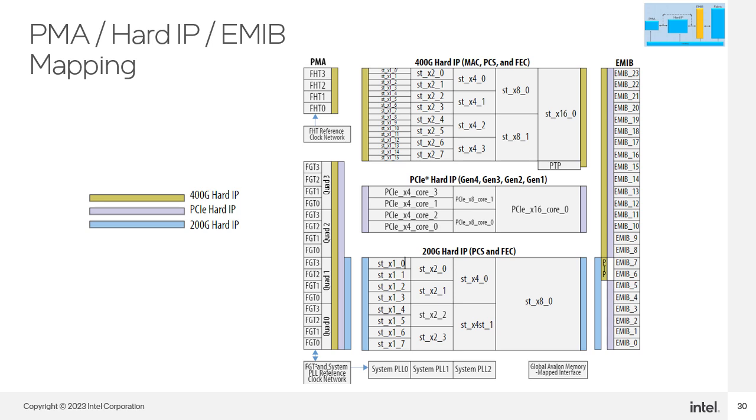The 400G hard IP, shown in gold, can access all PMA lanes and EMIB streams 6 to 23. The 200G hard IP, shown in blue, can access FGT PMA quads 0 and 1, the lowest 8 lanes. It can access EMIB streams 0 to 7. The PCIe hard IP, shown in purple, can access all FGT PMA lanes and all EMIB streams except 6 and 7. This information is very important when you are trying to build multiple interfaces inside one F-Tile. You must confirm you have the resources and connections needed to support the design.